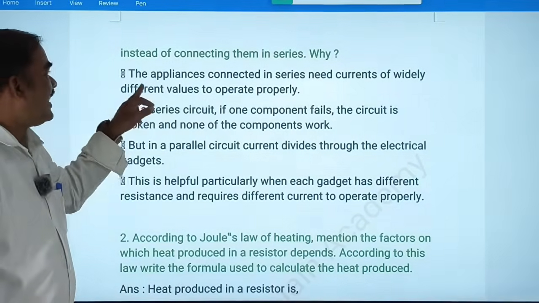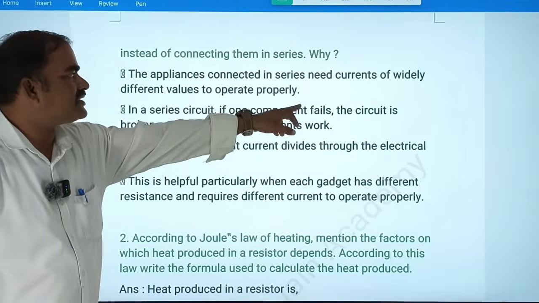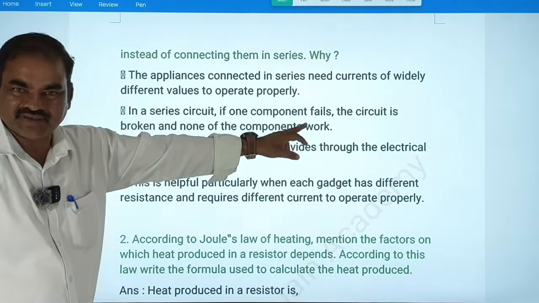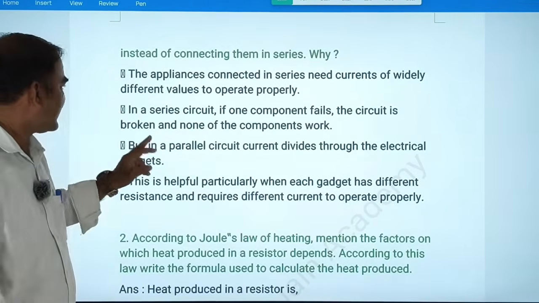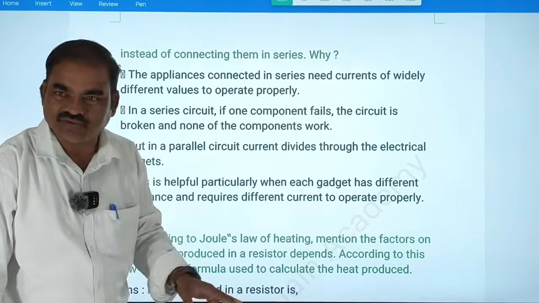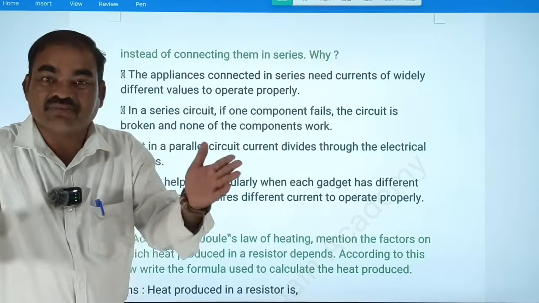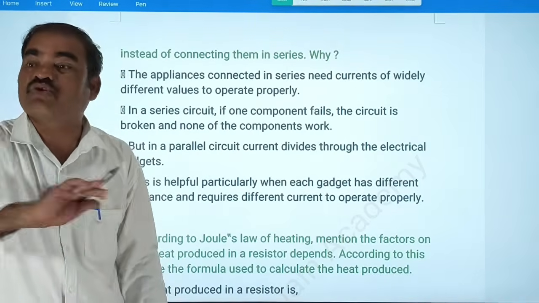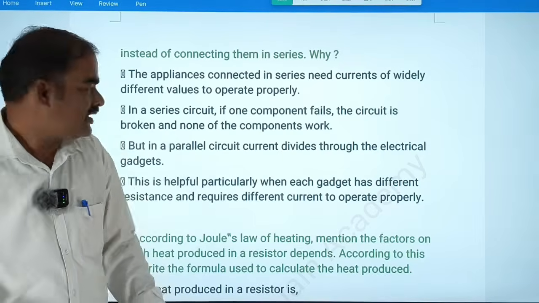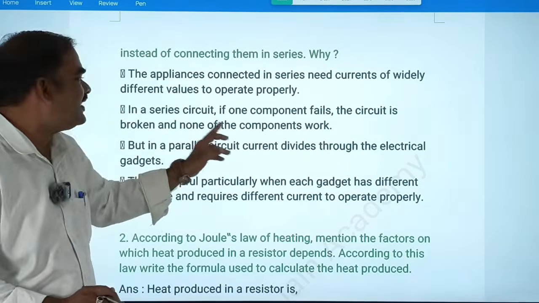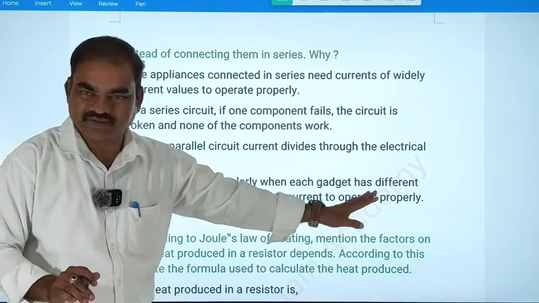So here the appliances connected in series need currents of widely different values to operate properly. This is the first one. Second, in a series circuit, if one component fails, I told you we have many appliances in homes, if one fails the remaining all also do not work. The circuit is broken and none of the components will work.